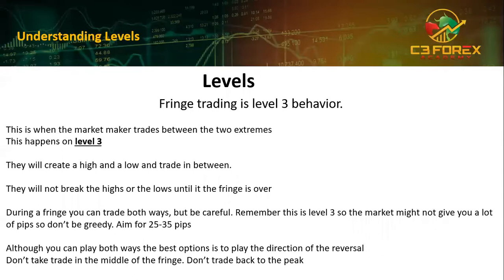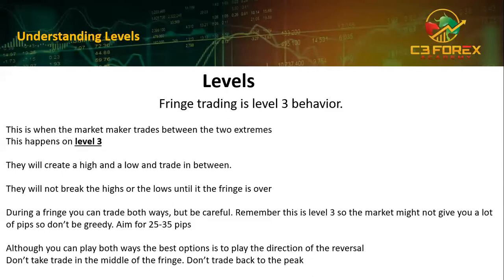Fringe trading is level 3 behavior. This is when a market maker trades between two extremes. This happens on level 3. They'll create a high and a low and trade in between. They would not break the highs or the lows until the fringe is over. During the fringe, you can trade both ways, but be careful.